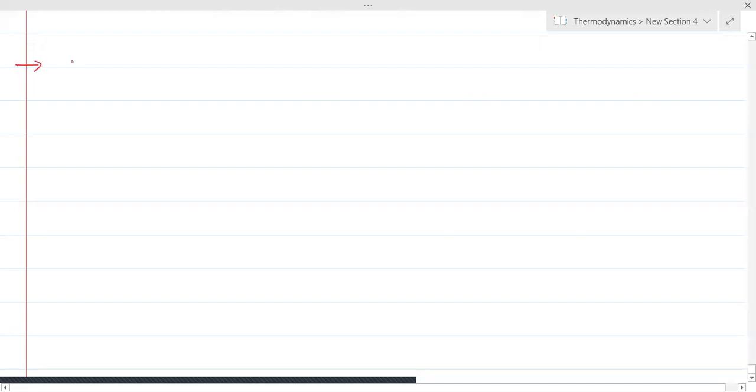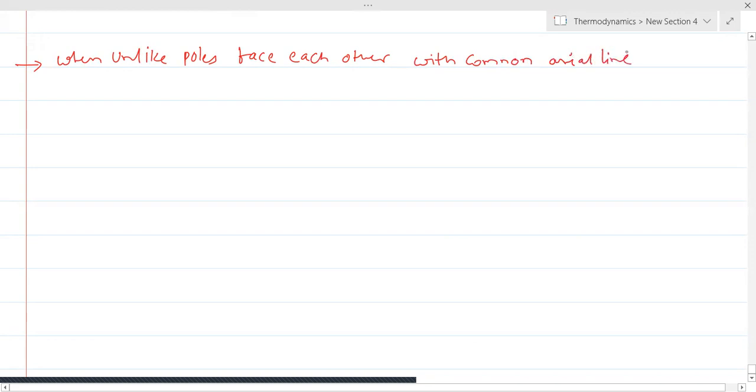Suppose here I am taking another case, that is unlike poles, in the same story. When unlike poles face each other with a common axial line, then the null point is not possible.